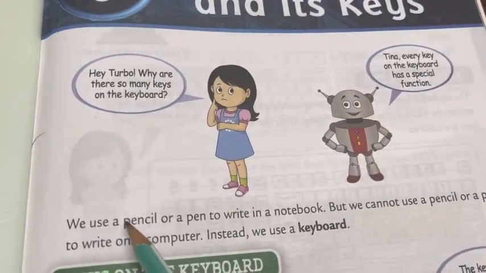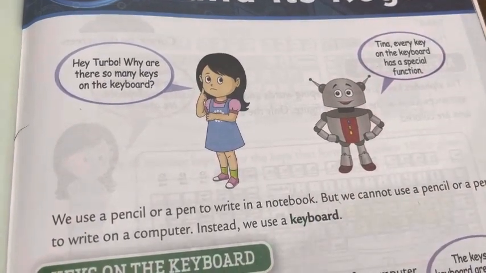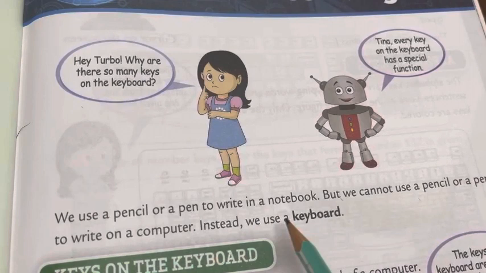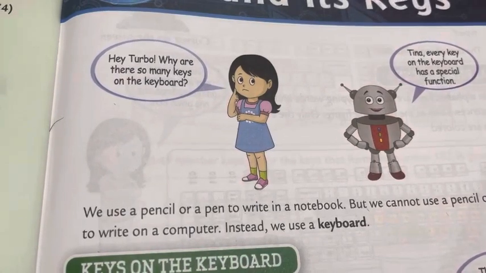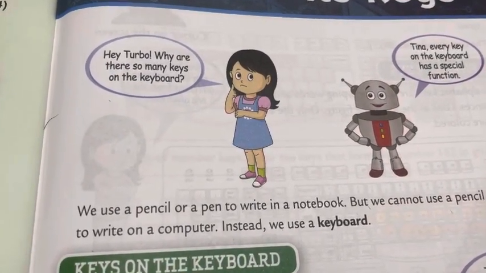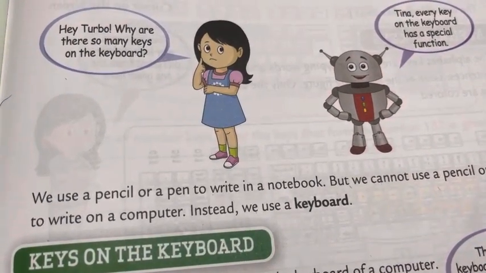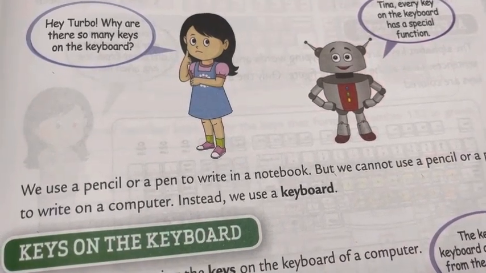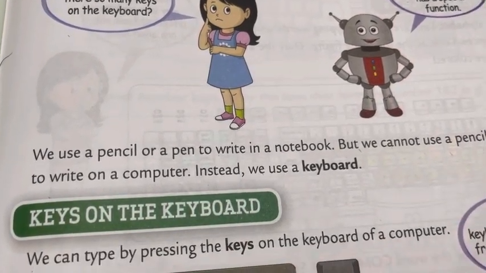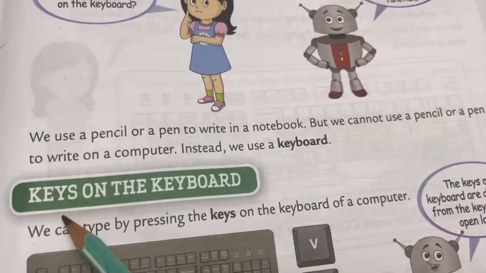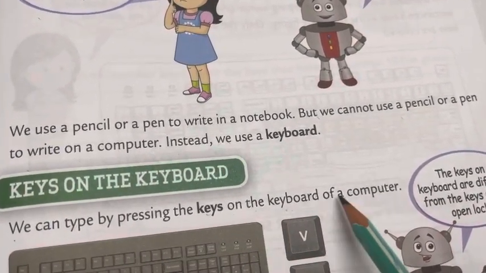We use a pencil or a pen to write in a notebook, but we can't use a pencil or a pen to write on a computer. Instead, we use a keyboard. So when we write on a notebook, what do we use? We use a pen or pencil. But to write on a computer, we use a keyboard, right? We can type by pressing the keys on the keyboard of a computer.